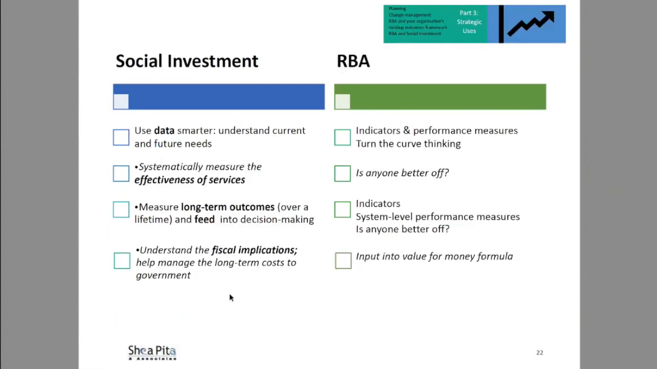Last but not least, understanding fiscal implications, everyone. RBA data is an input into your value for money formula. So whatever your formula is, you can use the data that you get out of RBA as an input into that. So that's the end of the slides, everyone, for part 3. I'm sorry if it was a little bit rushed, but I know that Jan and others will be able to facilitate looking at this information post this webinar.